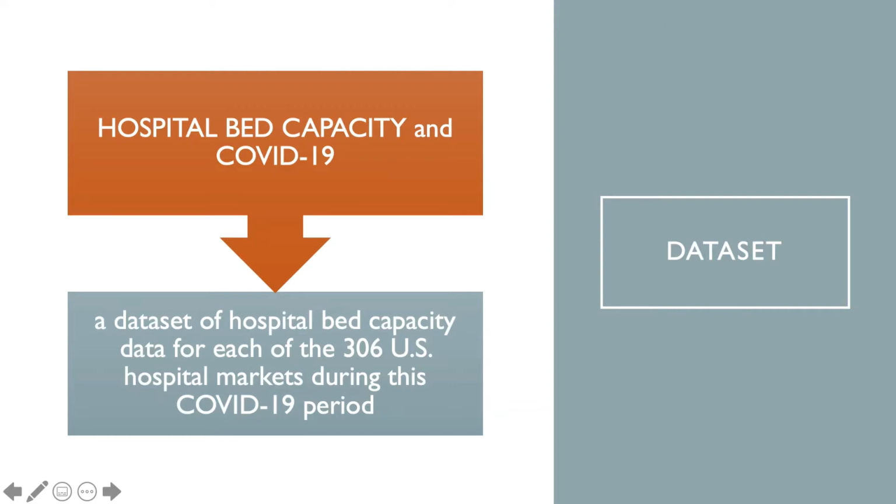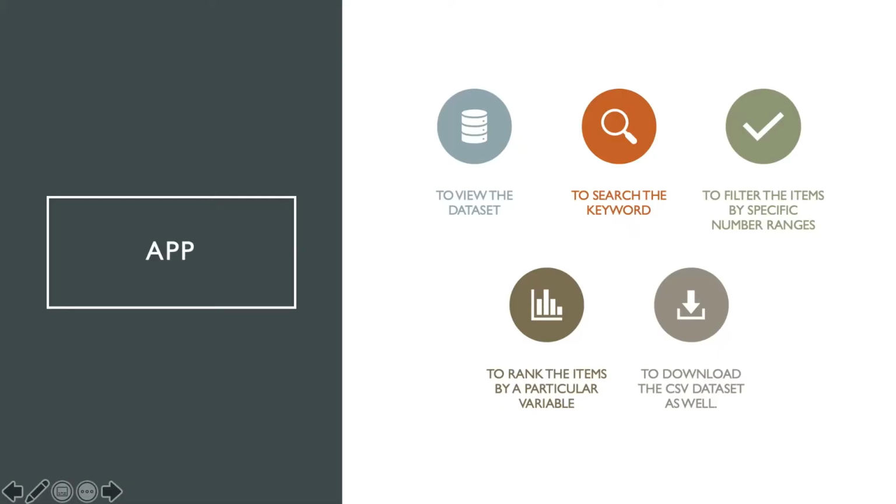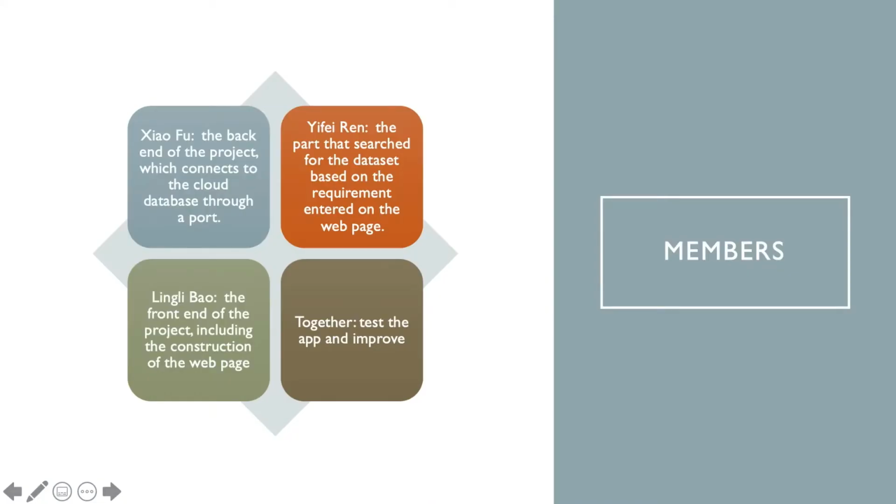We all know how COVID-19 has been impacting our life. The hospital bed capacity plays an important role in this pandemic. Hence, we think this dataset is significant and worth exploring. The app we built in this project is going to allow users to view the dataset, to search the keyword, to filter the items by specific number ranges, to rank the items by a particular variable, and to download the CSV dataset as well.